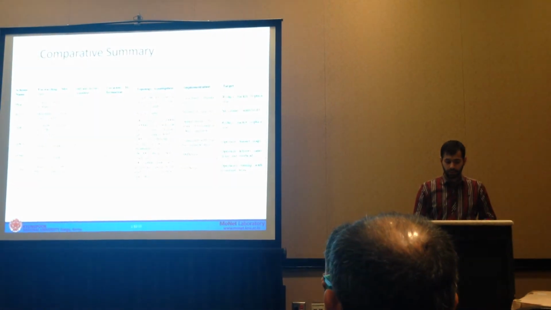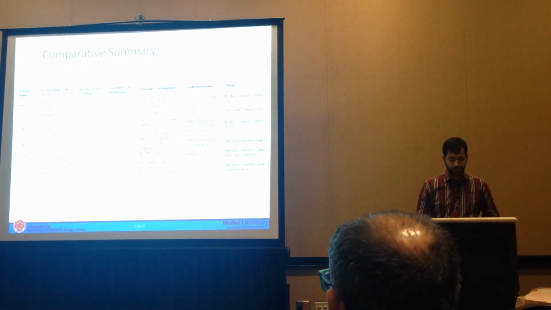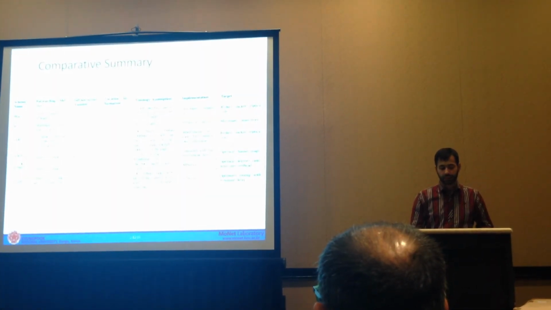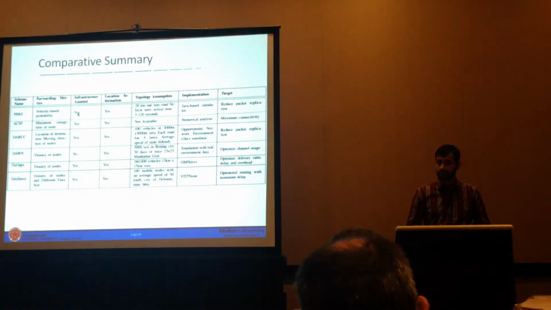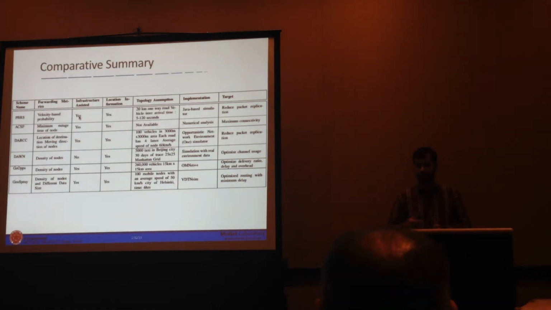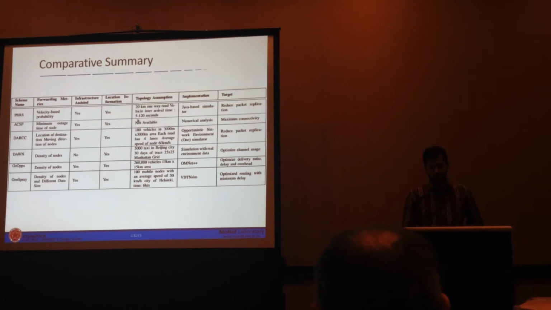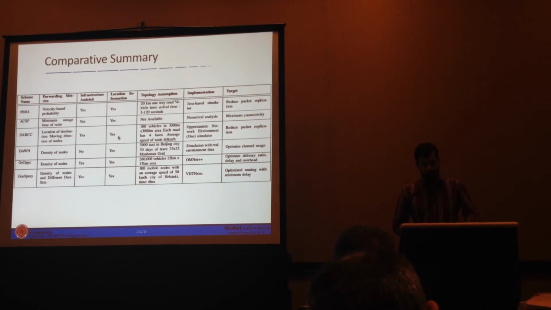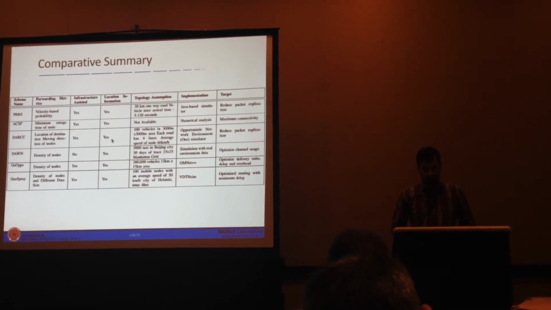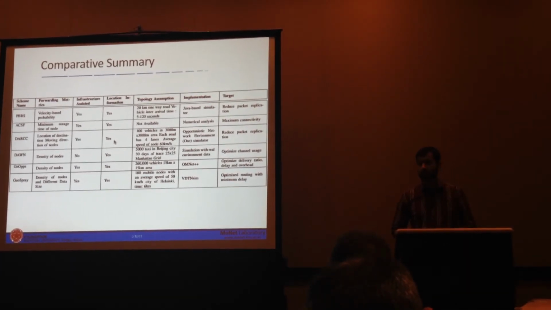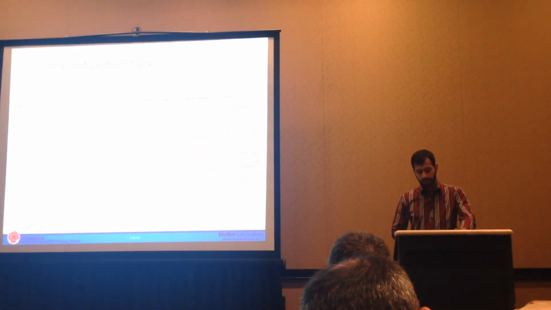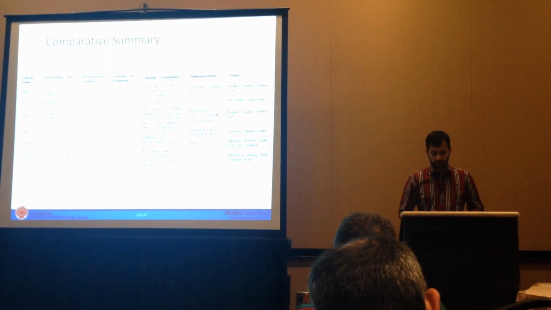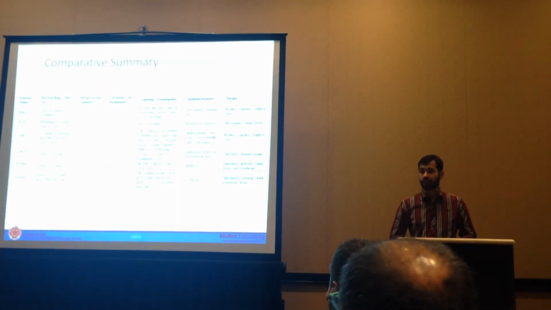We have different comparative metrics. For example, some of these schemes depend on infrastructure, which means they must share some information with RSU. And some depend on location. Actually, most of them depend on location. The topology assumptions are summarized in the paper, so if anyone is interested, they can read our paper. Also what kind of implementation was used for each paper is given in the table, and what their main target to achieve was.